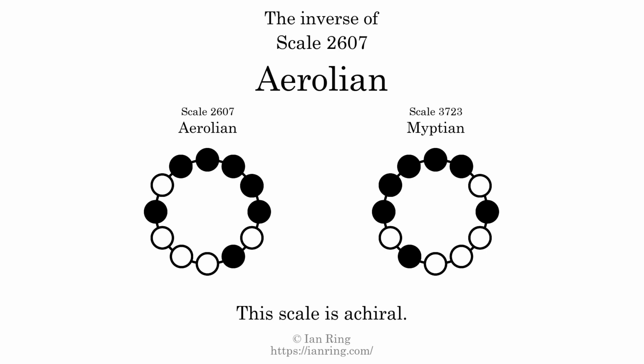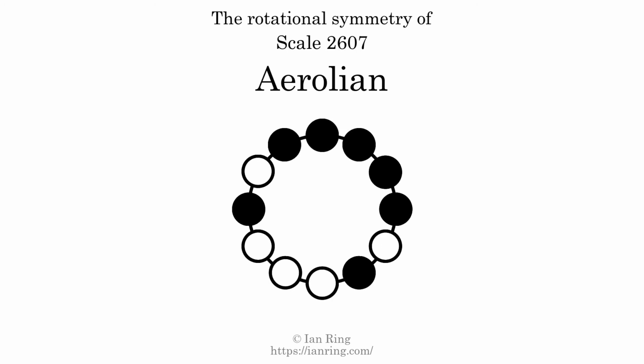The inverse of a scale is a mirror image. It is what you get when the sequence of intervals is reversed. The inverse of this scale is scale 3723, also known as Mipschen. This scale is achiral, since it can transform into its own reflection by a rotational transformation. This scale has no rotational symmetry.